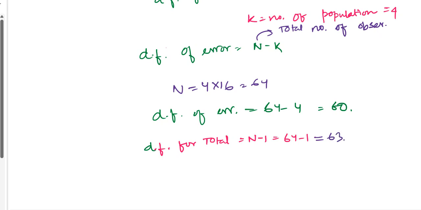Now we can calculate the sum of squares for treatments, which is called SST. This is related to the mean sum of squares for treatment and the error sum of squares, that is SSE.